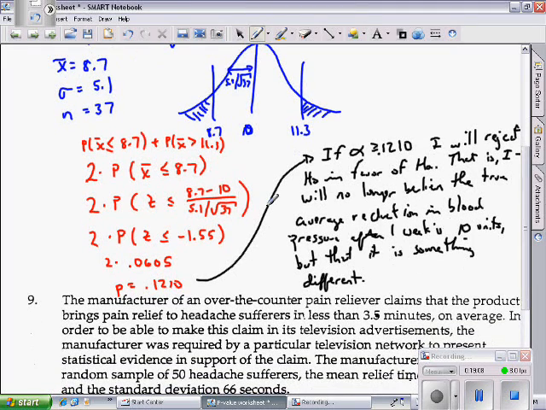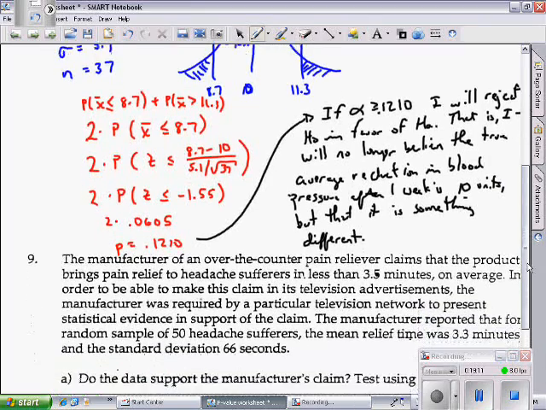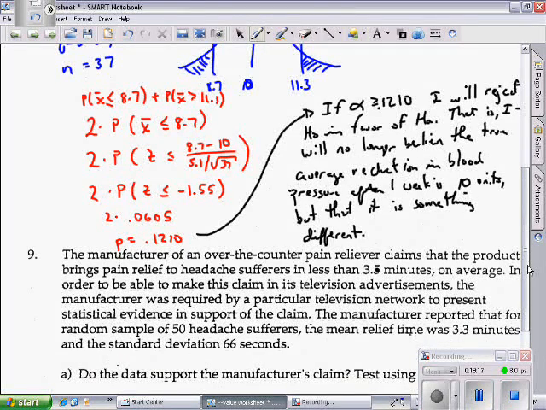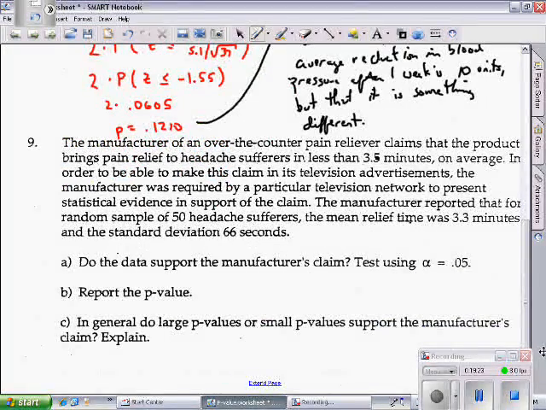If you need to pause this and catch up and check all your numbers, do that. Otherwise, let's move on to number 9. The manufacturer of an over-the-counter pain reliever claims the product brings pain relief to headache sufferers in less than 3.5 minutes on average. In order to make this claim in television networks, the manufacturer was required by a particular TV station to present statistical evidence to support the claim. The manufacturer reported a random sample of 50 headache sufferers with an X bar of 3.3, and again we'll say sigma is 66 seconds. Let's change this number right here, this 3.3. Let's change it to 3.7.